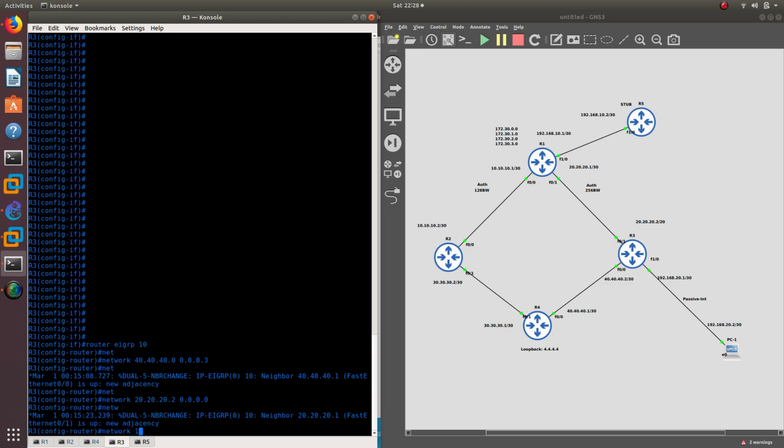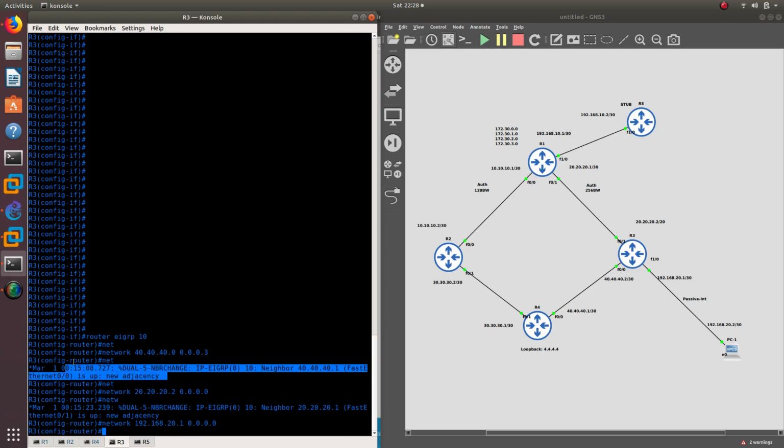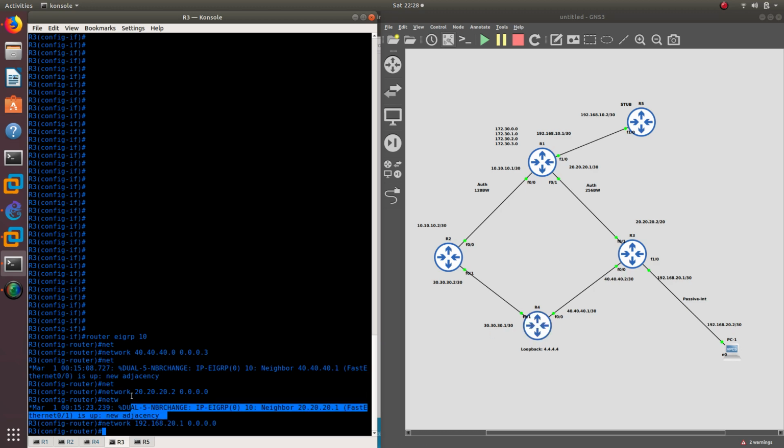So network 192.168.20.1. There we go. And as you can see, I formed two neighbor relationships. One was coming from my neighbor 40.40.40.1, which is router 4. And then the next one came from my neighbor 20.20.20.1, which is router 1. Okay.